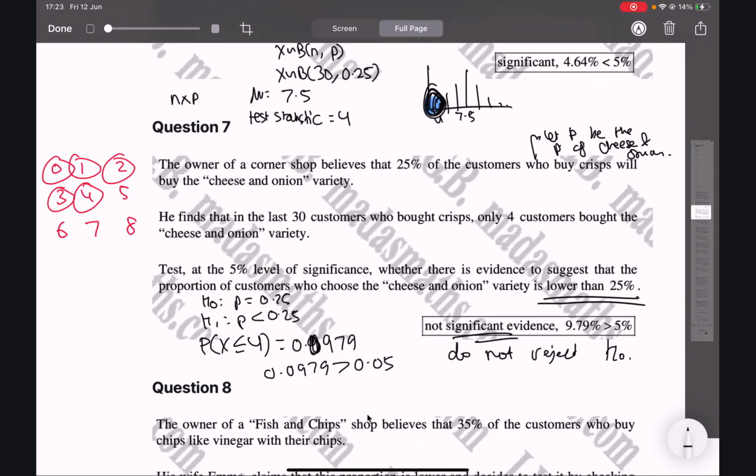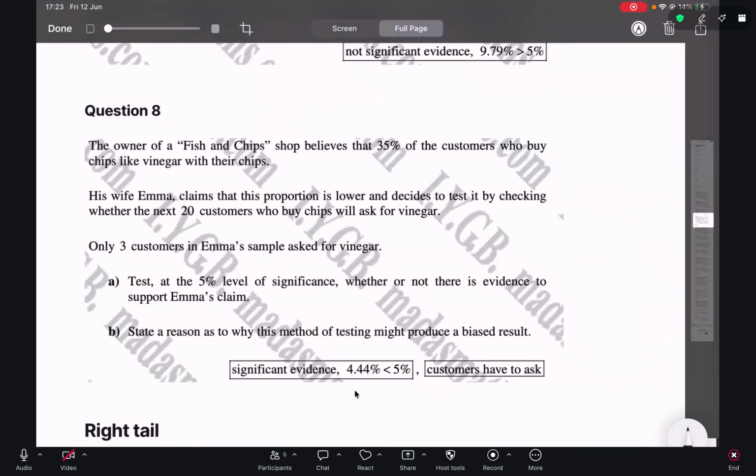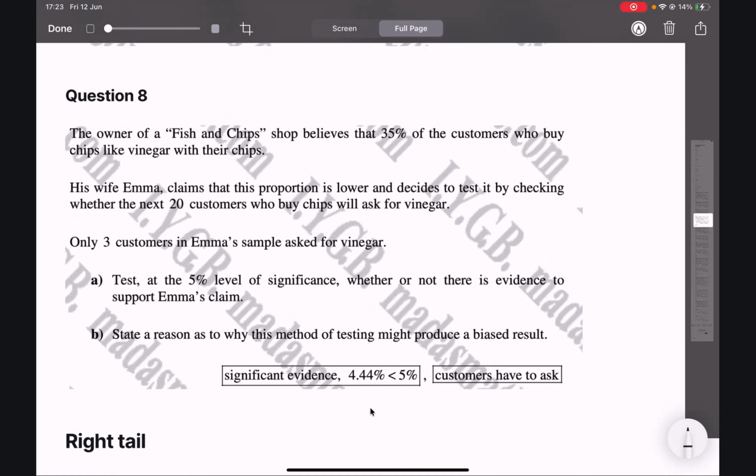So basically, we would have expected 7.5 people to buy cheese and onion. Only 4 people bought it, but 4 people is not that far off from 7.5 according to our model. It's not like something significant to worry about. So we don't need to update our model. That's what the topic is saying. Yeah, cool, makes sense. Perfect.